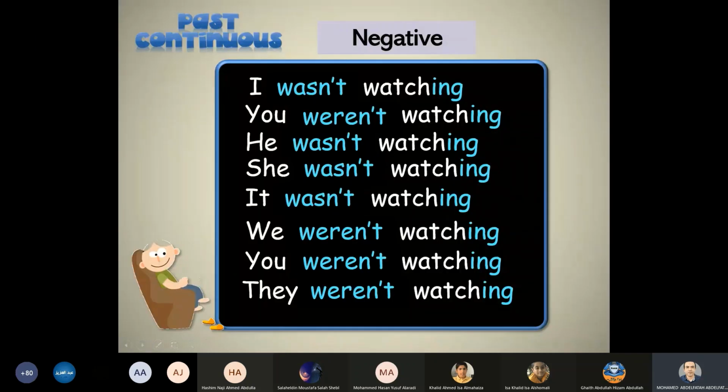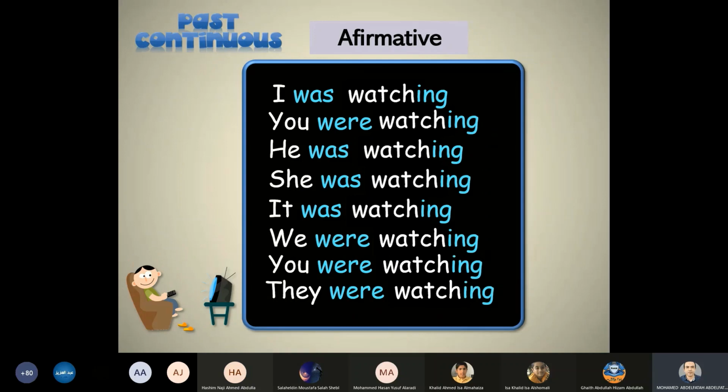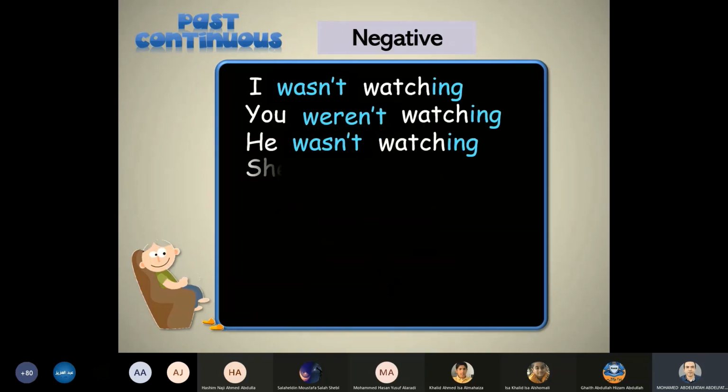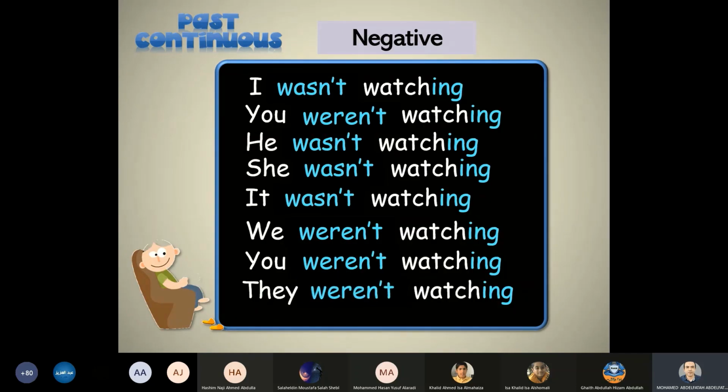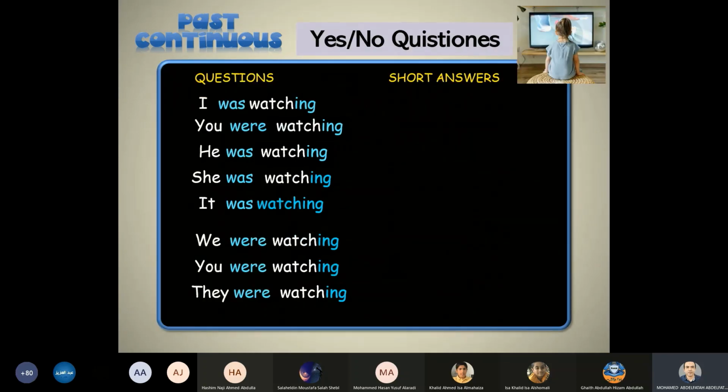So students, now you know the affirmative sentences in the past continuous tense, the positive form, and the negative form of the past continuous. Simply add not after was and were. So what about the question form? Now we are going to know about the yes or no questions. Yes or no questions are questions that start with the auxiliary verb was or were. Let's have an example. Here, students, this is a simple sentence.